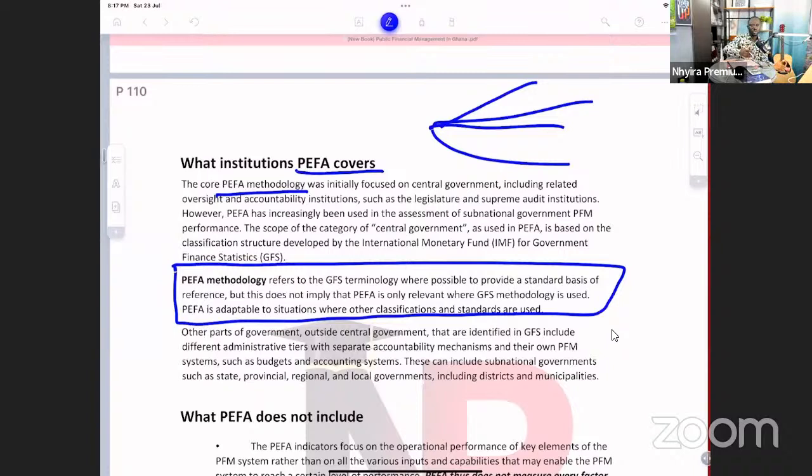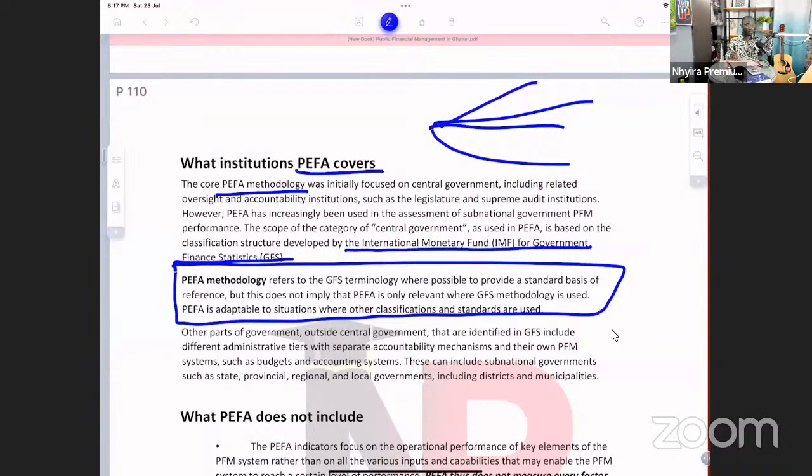So when we use the seven pillars, budget reliability, asset management, transparency, and all that to measure the performance of the public financial management system of the government, to determine whether it is good or bad, we would have to look at it based on a certain criteria, which is set by the IMF, the people who are in Ghana now to deal with our problem.